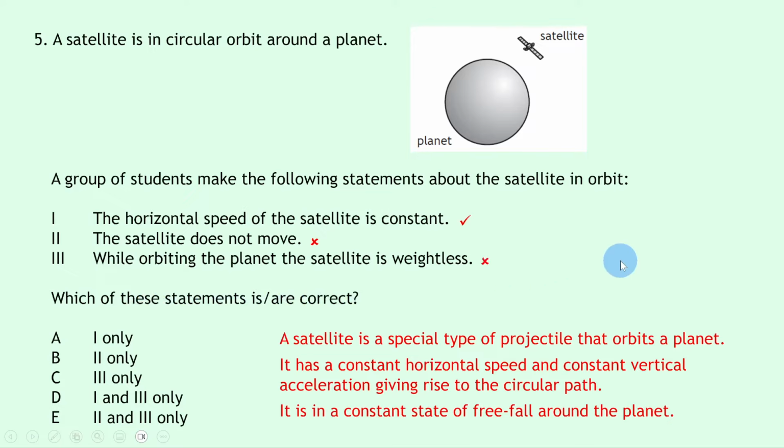There is something called apparent weightlessness, where a satellite or astronauts inside a satellite or spacecraft will feel that they are weightless, even though they're in a constant state of free fall around the planet. So they're constantly accelerating towards the surface of the planet. And they cannot be weightless because there is gravity in space. It's just weaker than in other places. So that means we have the first statement only is correct, which gives us the answer A here.